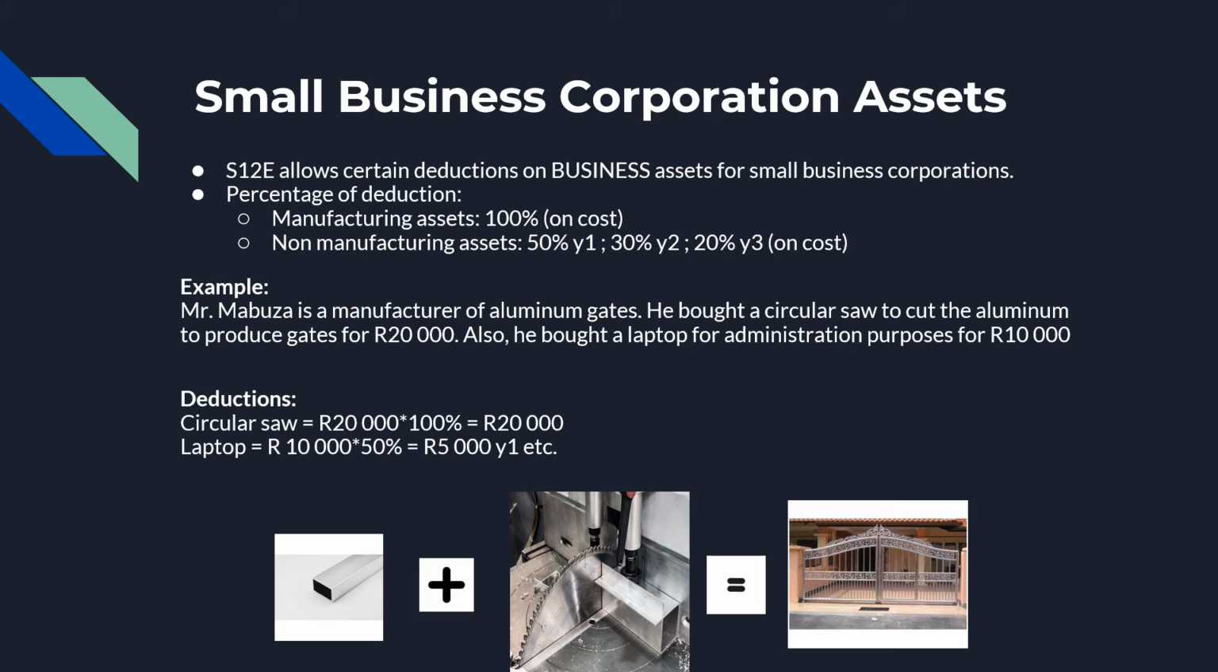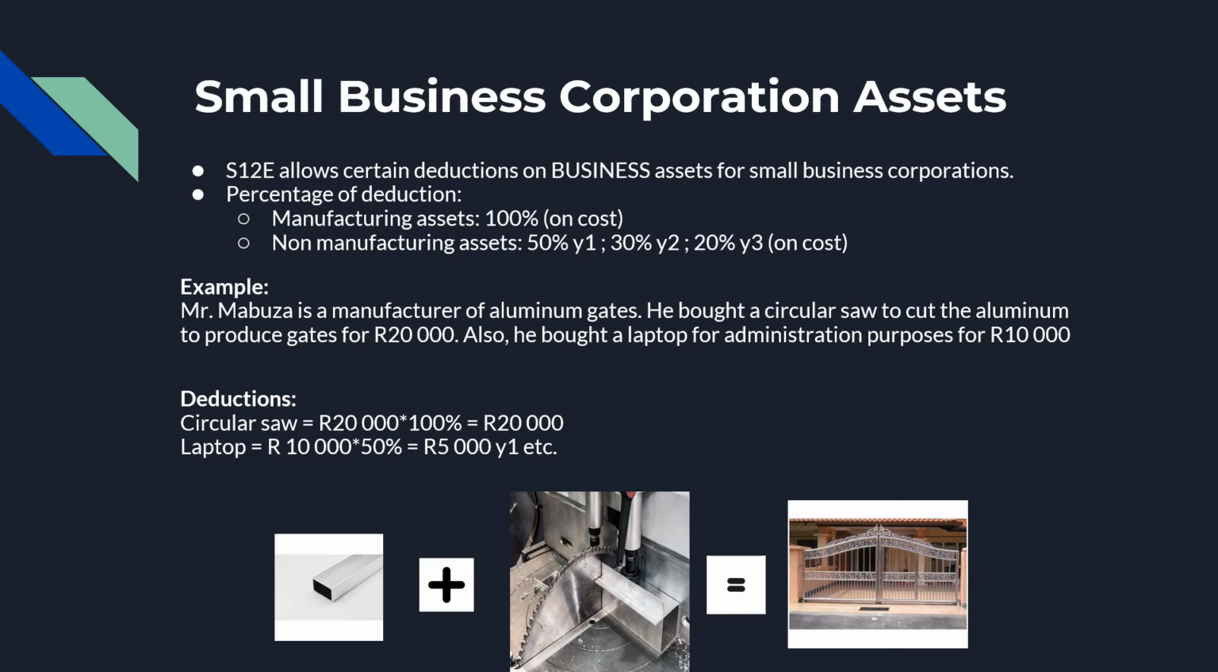For the laptop, SARS will allow only 50% of the 10,000, which is the 5,000, as a deduction in year 1, 30% of the cost in year 2, and lastly, 20% of the cost in year 3.